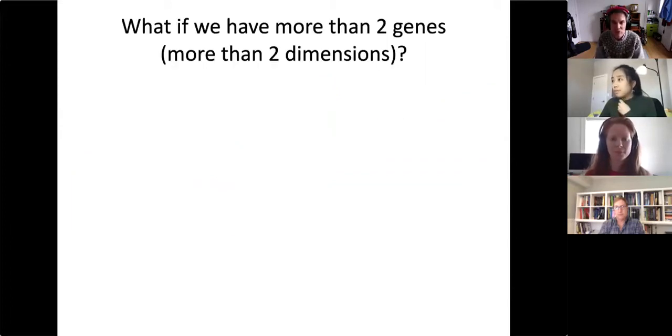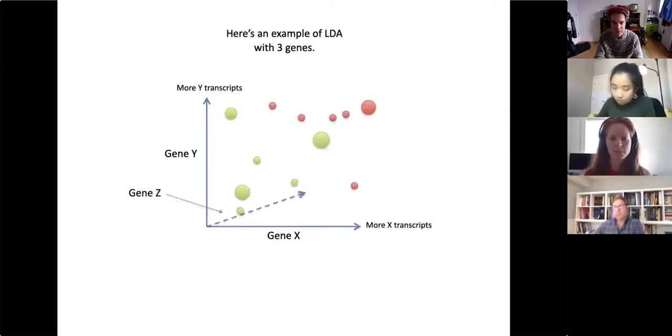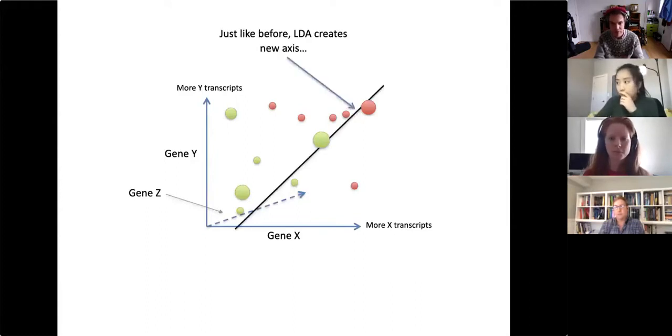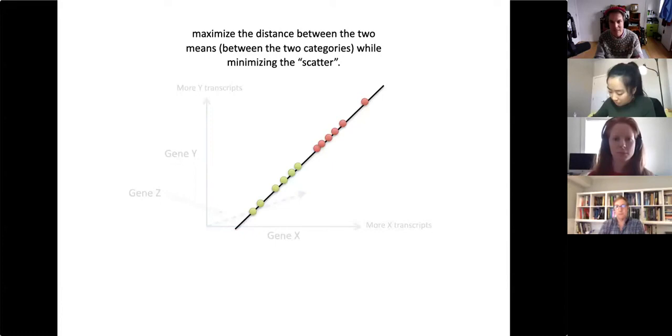What if we have more than 2 genes or more than 2 dimensions? The process is the same. We create an axis that maximizes the distances between the means of the 2 categories while minimizing the scatter. So here's an example of LDA with 3 genes, so we've got 3 dimensions. Just like before, LDA creates a new axis such that when the data are projected onto the new axis, we maximize the distances between the 2 means, between the 2 categories, while minimizing the scatter.